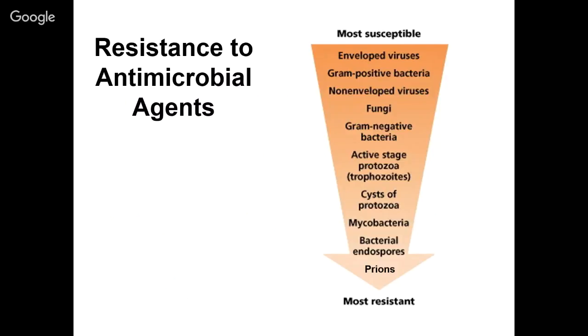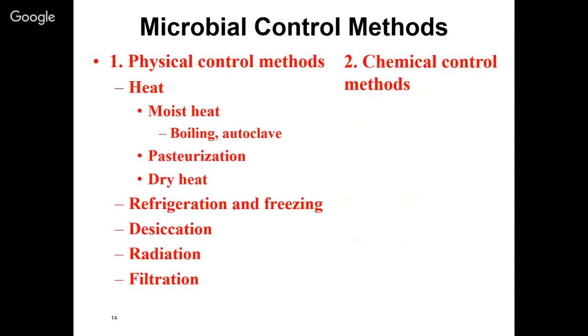And I'm glad that she put this graph in here, because that makes it a little bit easier to see that. Okay, fungi, active stage protozoa, cysts of protozoa. Okay, so microbial control methods. So the two main kinds of methods are what? What are the two classes of methods? Physical and chemical.